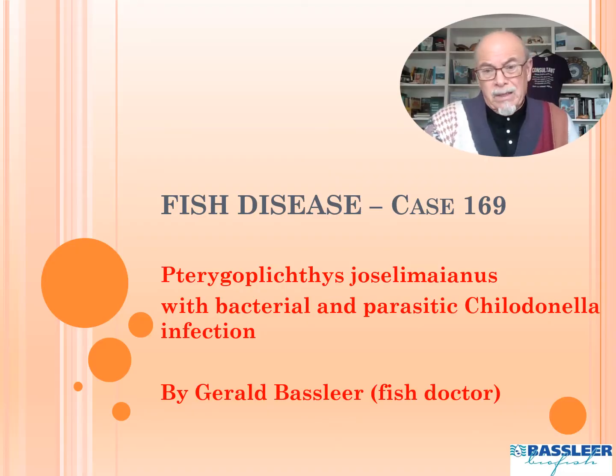Hello dear aquarists, welcome to this case of a kind of Plecostomus loricaridae, a Pterygoplichthys joselimaianus. Yeah, it's a difficult name. Also like the gibbiceps. Well, this catfish was suffering from a particular problem because it came from a breeding facility and showing some problems that we could encounter in our trade. And we will talk about the bacterial and the parasitic effects in Chilodonella.